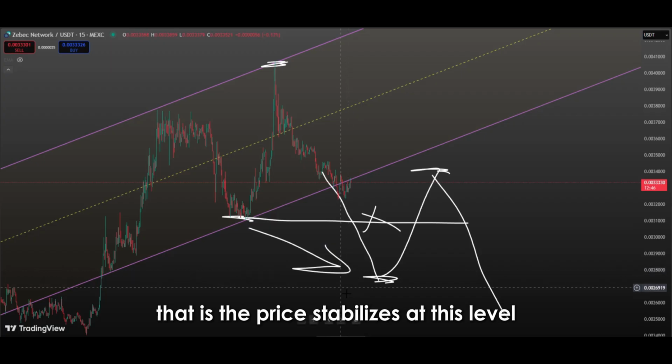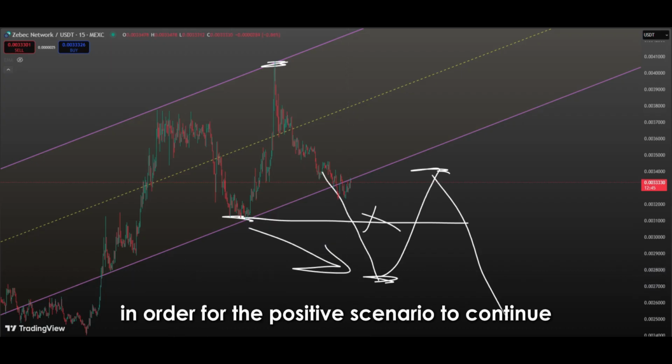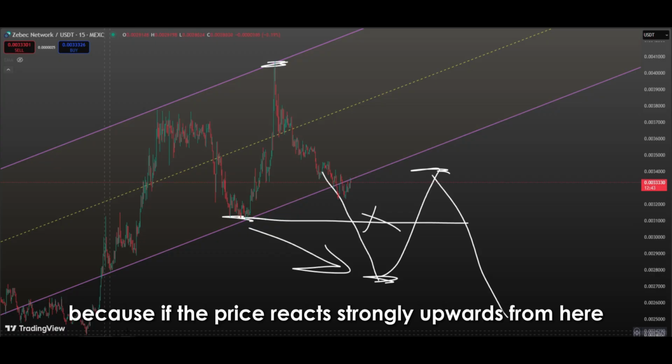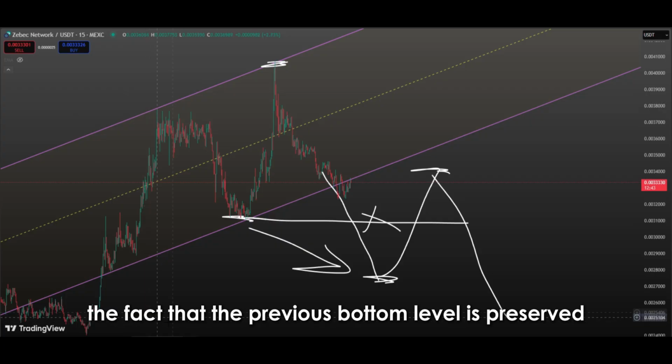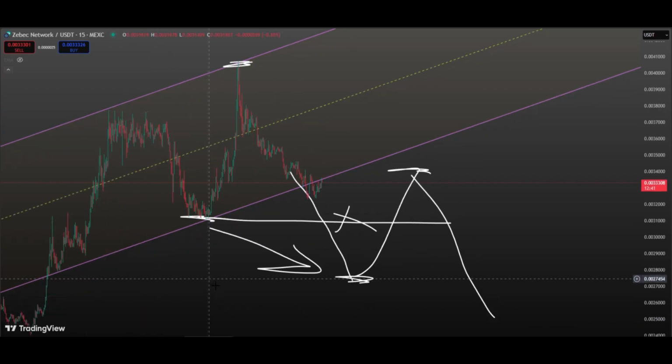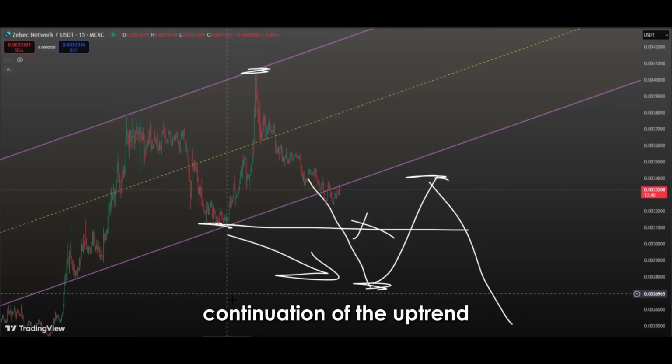That is, the price stabilizes at this level and reacts upwards in order for the positive scenario to continue. Because if the price reacts strongly upwards from here, then the fact that the previous bottom level is preserved means that the technical structure remains intact. This can be read as a development that will strengthen the possibility of the continuation of the uptrend or at least a horizontal consolidation.